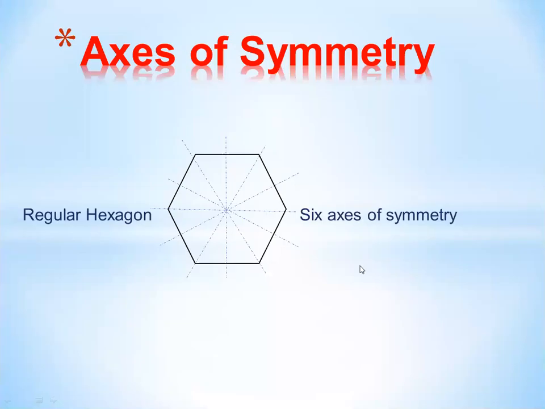If you have a regular heptagon, let's remember, heptagon has 7 sides, 7 angles, and 7 vertices. That means heptagon has how many axes of symmetry? 7. Regular octagon, it means we have 8 axes of symmetry.